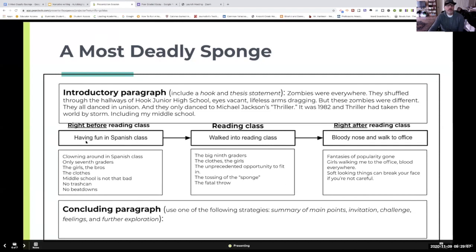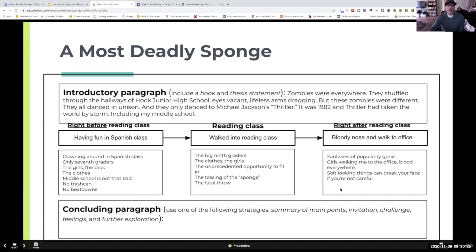So having fun in Spanish class, I listed all those things there. Walked into reading class, right there, tossing the fatal throw. Fantasies of popularity gone, girls walking me to the office, blood everywhere. Soft looking things can break your face if you're not careful. I didn't do the concluding paragraph yet because that's sort of part of it. And then I did my introductory paragraph.